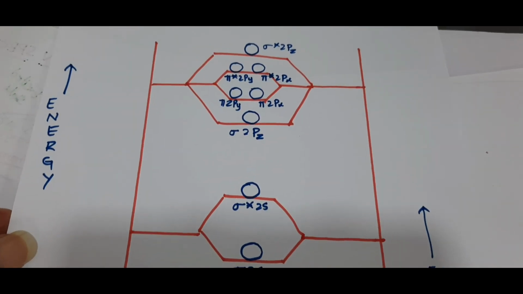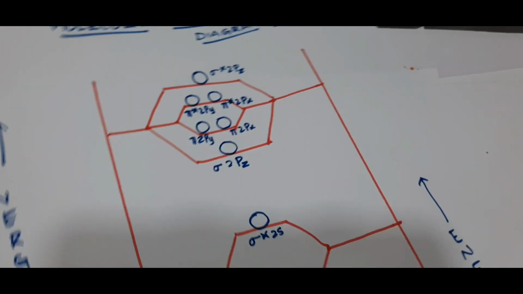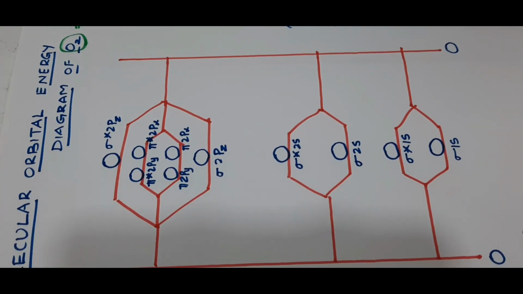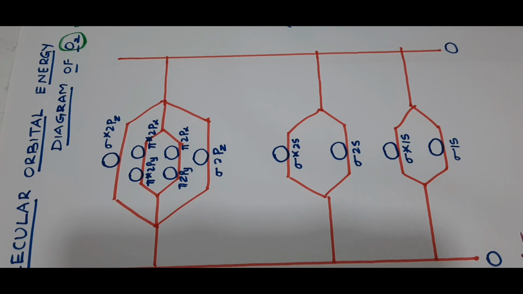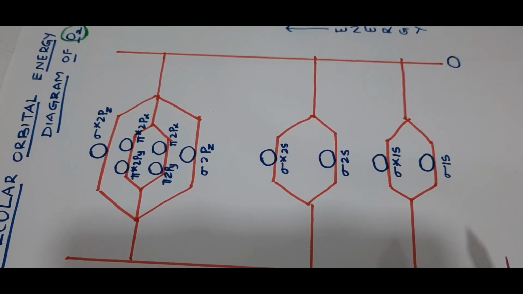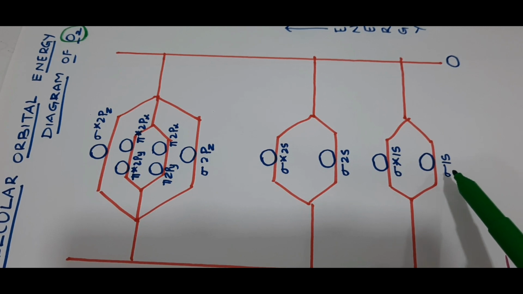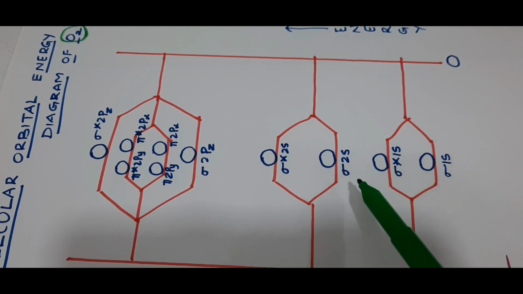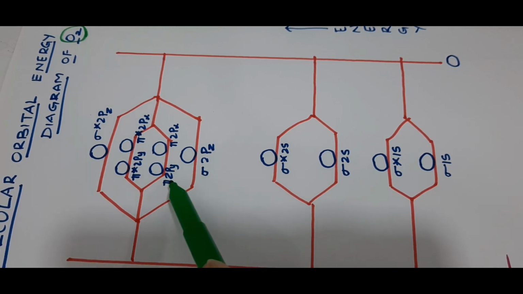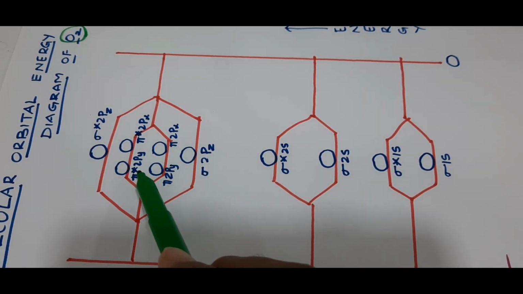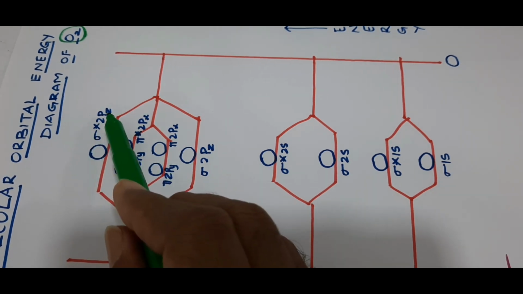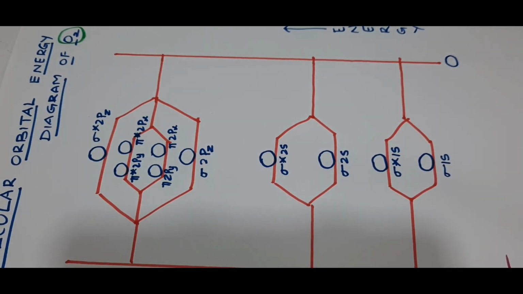This is the molecular orbital energy diagram for the oxygen molecule. If you look at it in this direction, the total picture will appear, right? This is sigma 1s, sigma star 1s, sigma 2s, sigma star 2s, sigma 2pz, pi 2px, pi 2py, pi star 2px, pi star 2py, sigma star 2pz. Z is taken as the internuclear axis.